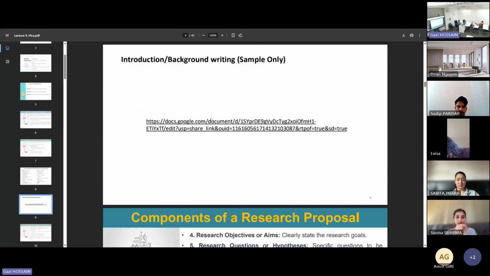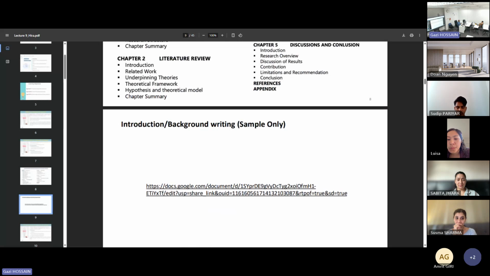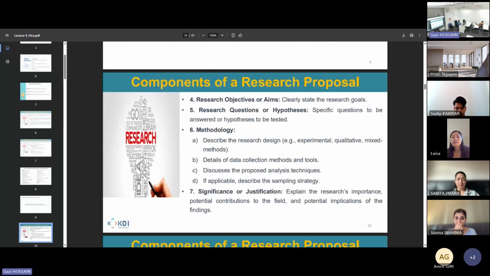Three, then 4 is here. So there is some inconsistency. In 4, research objectives, not 'or', it should be 'and'. Research aim and objective. Aim and objective are not 'or', it should be 'and'. Maybe just one aim, a significant aim, a principal aim, a major aim, and objectives. Research aim and objective.